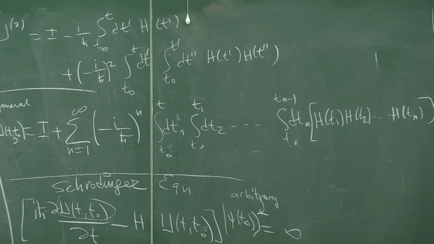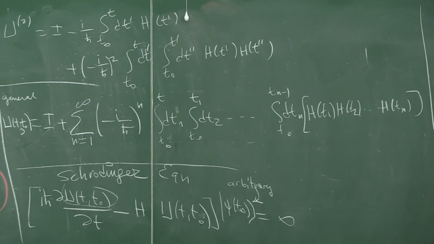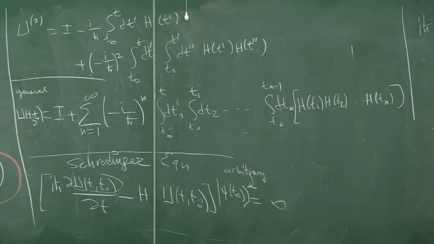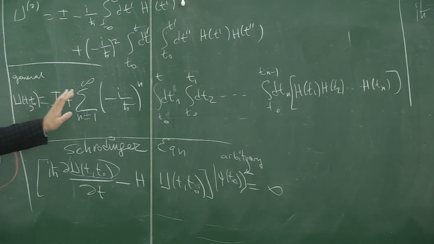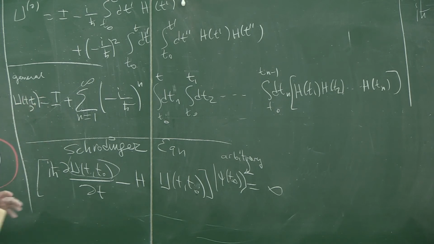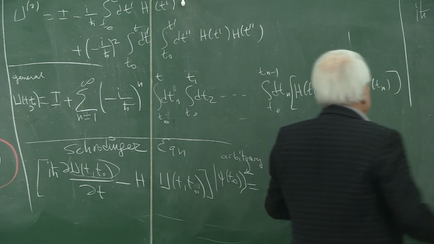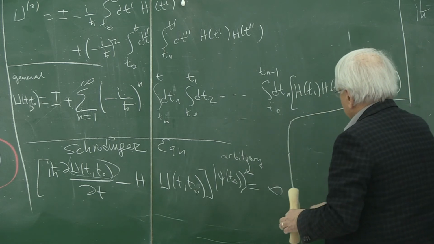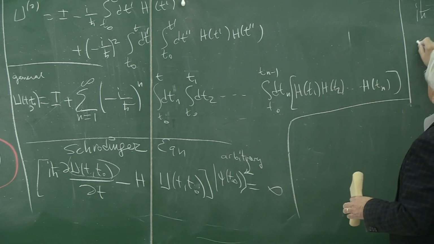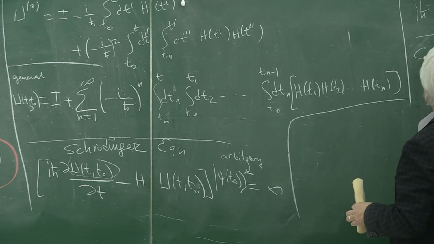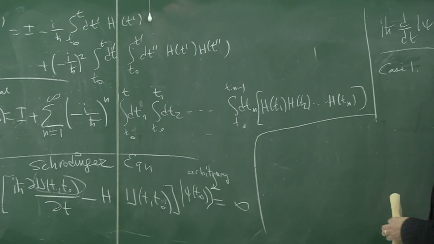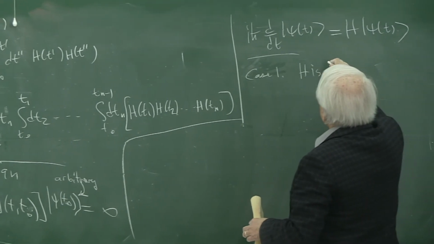This is called the Dyson series, and we have to distinguish several cases in order to go on. The general solution is there, no problem. Depending on the situation you can use the general solution, but we have to distinguish several cases. Physics dictates us to do so. Okay, case 1: H is time independent.